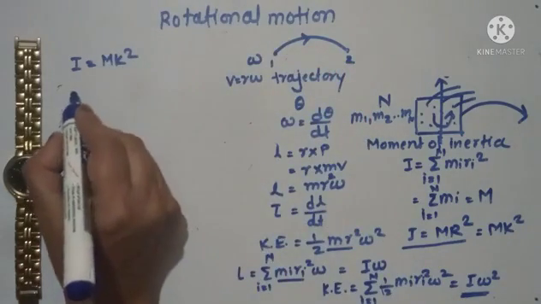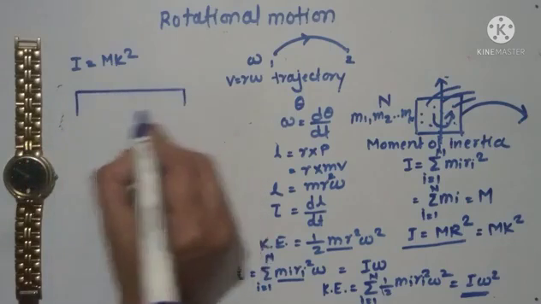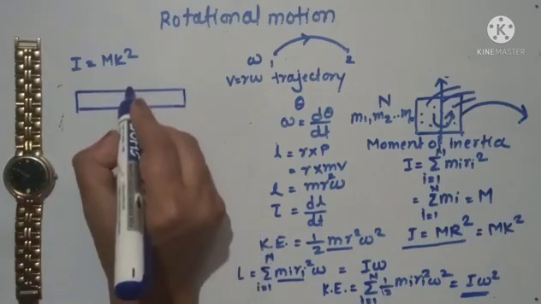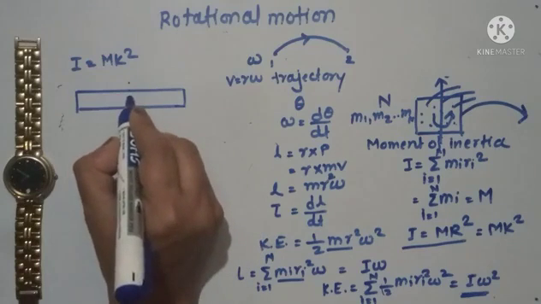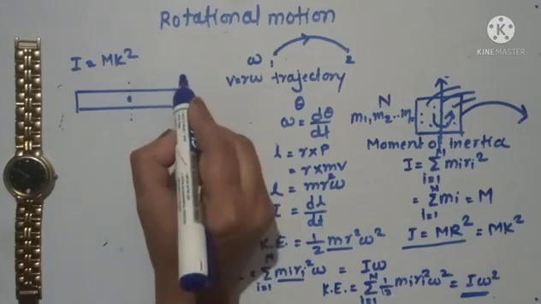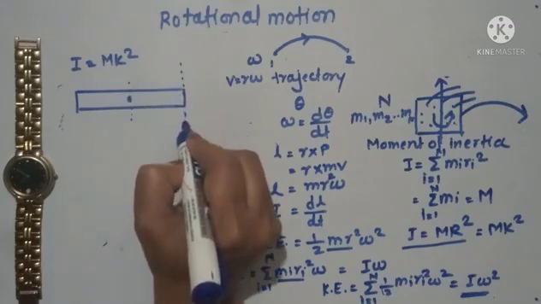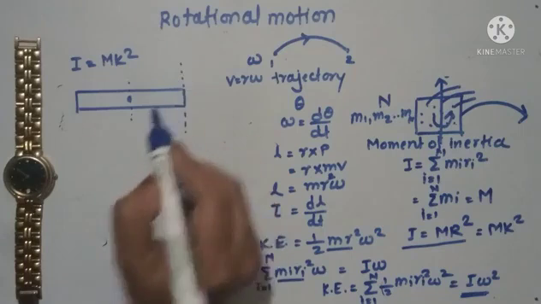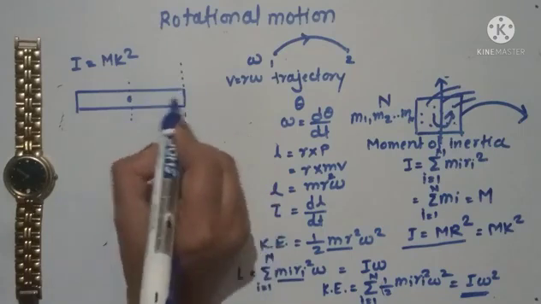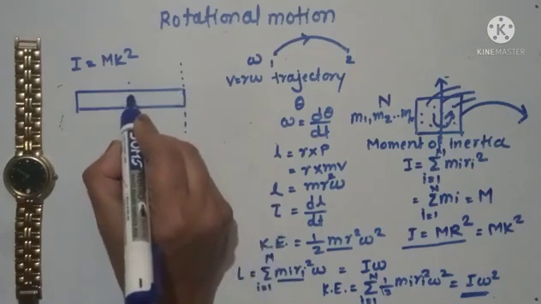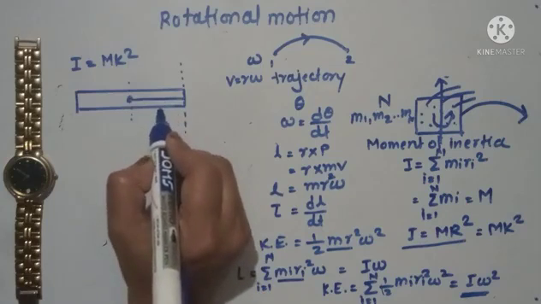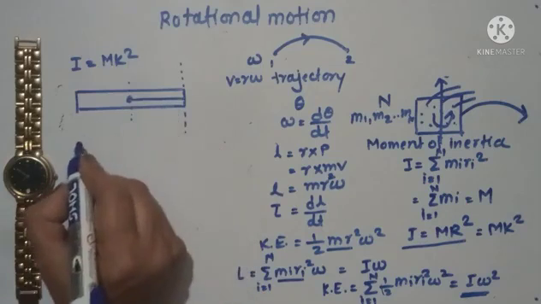Now let me draw it here. Suppose this is a rod, and for this rod the center of mass is nearly here. So this is the point where the whole mass of the body is supposed to be concentrated. But if I am rotating this rod from one end, then the distance from the point where the whole mass of the body is supposed to be concentrated to the axis of the rotation is called the radius of gyration.